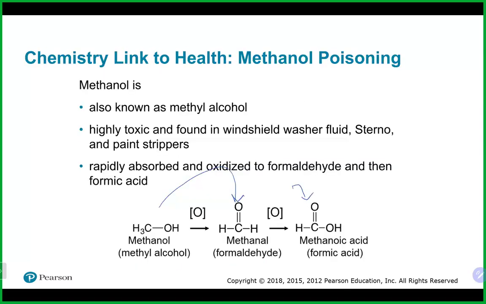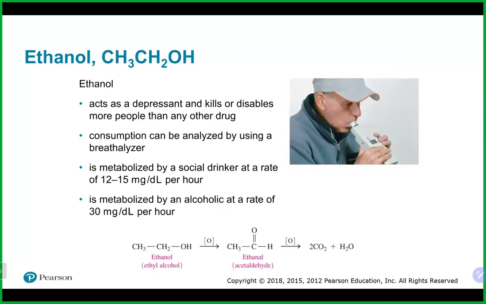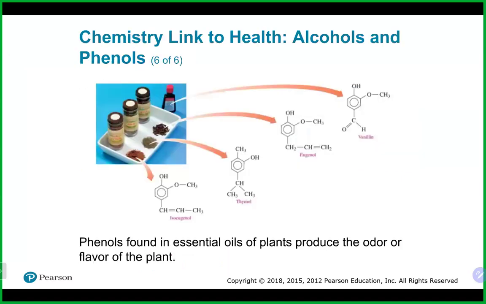And by the way, that does happen when we prepare a primary alcohol and oxidize it one more time. We do get a carboxylic acid, which is the last one there, and we'll talk about it in just a second. Ethanol, again, is the one in alcohol. As we oxidize it here, we get ethanal, which is an aldehyde. And if you oxidize it more, you get CO2 and water in that case.